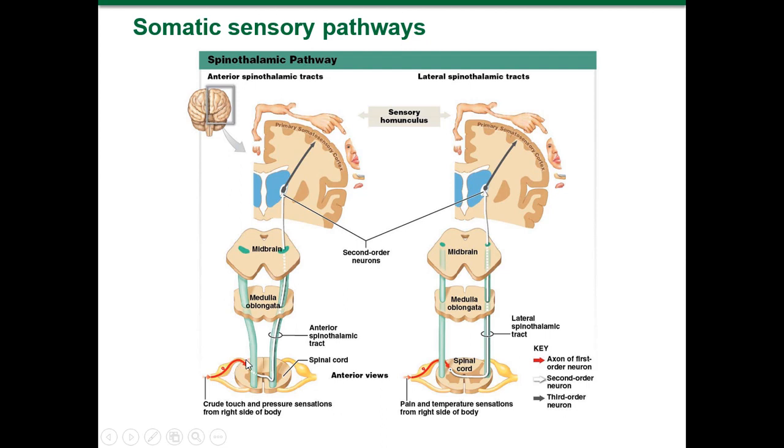In this spinothalamic pathway, the axon of the first order neuron, the red arrow here, will enter the spinal cord and synapse with the second order neuron, the white arrow here, within the posterior gray horn. Please note that the axon of this interneuron actually crosses to the opposite side of the spinal cord before ascending to the thalamus. The third order neuron synapses in the primary somatosensory cortex.